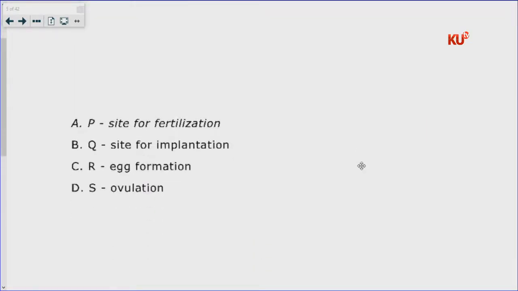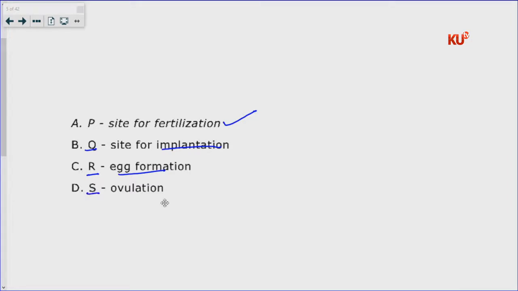So part P, which we had said is the oviduct, the function, site for fertilization, that is the correct answer. Part Q, which was the ovary, site for implantation, wrong. Ovary, which is part Q, produces the ova through a process called ovulation. Site for implantation takes place in the uterus or the womb. R was our womb, and the function of the womb is not egg formation. The function of the womb is that it houses the fetus during pregnancy.